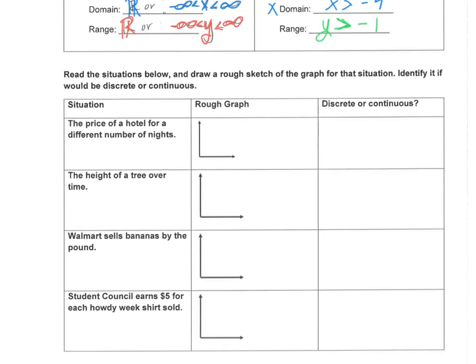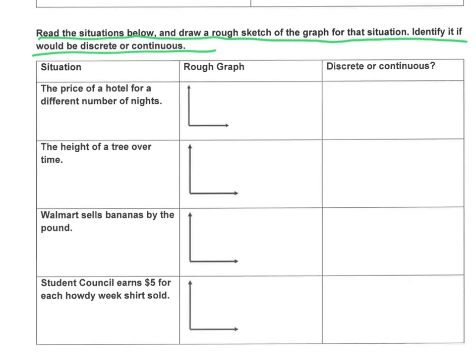All right, one of the other things you have to be able to do is read a situation and draw a rough sketch and decide if it's discrete or continuous. So we're going to decide if something is discrete or continuous, and then we're going to decide how that might look. So the first one is the price of a hotel for different number of nights, okay? So let me think that through.